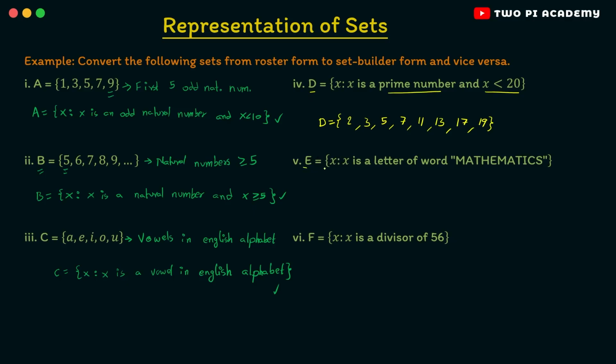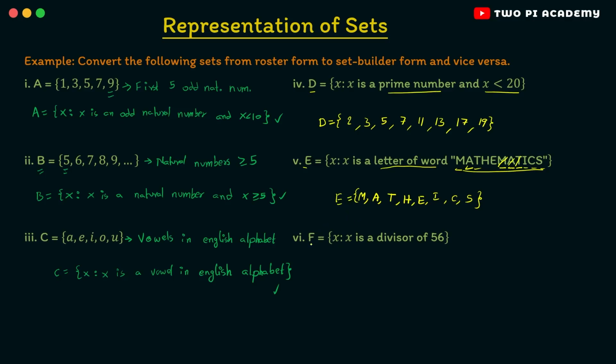And then we have capital E, which is the set of all x such that x is a letter of the word mathematics. So now we have to list the letters in the word mathematics. First we have the letter M and then A, T, H, E. But here comes a twist. Here we have the letter M which is repeated. So therefore you can't write that. And once again letter A is also repeated. So you won't write that as well. And then we have the letter T which is also repeated, so therefore you won't write that. And finally we have I, C and S which are not repeated. So this is the roster form representation of the set capital E.